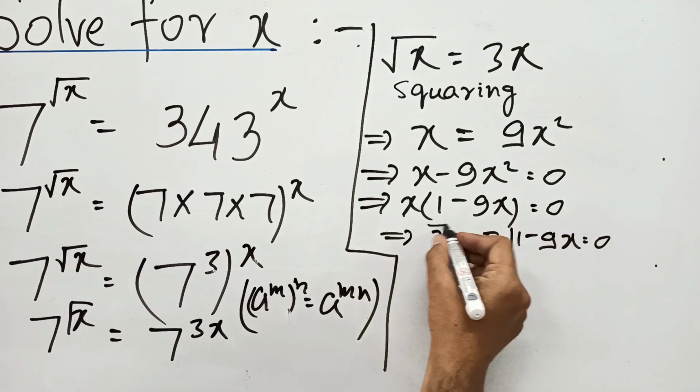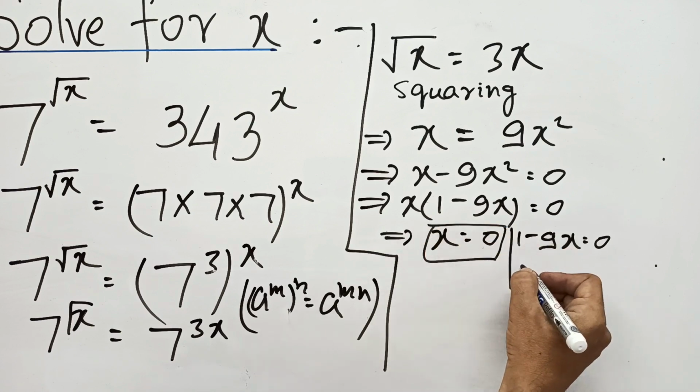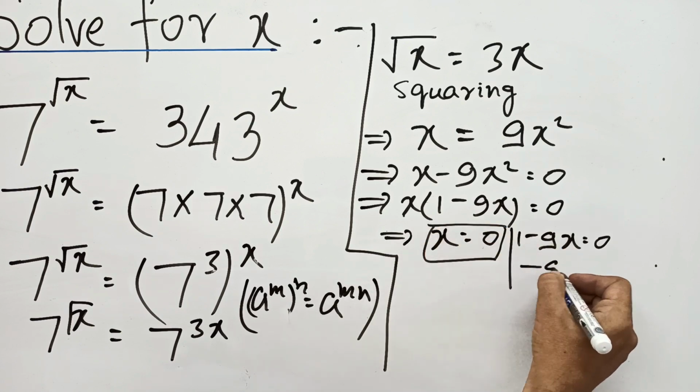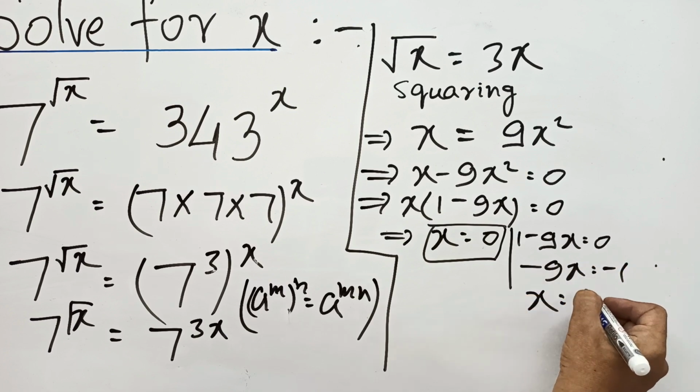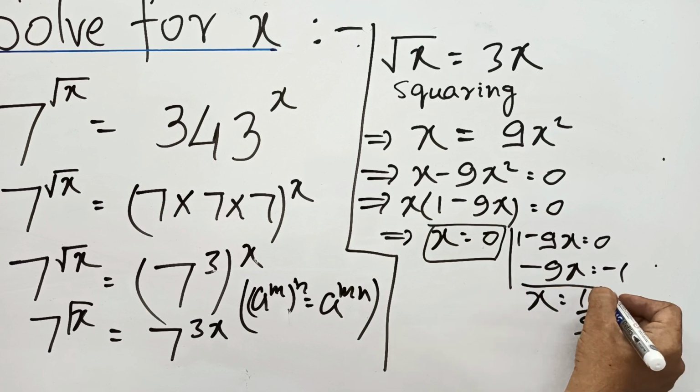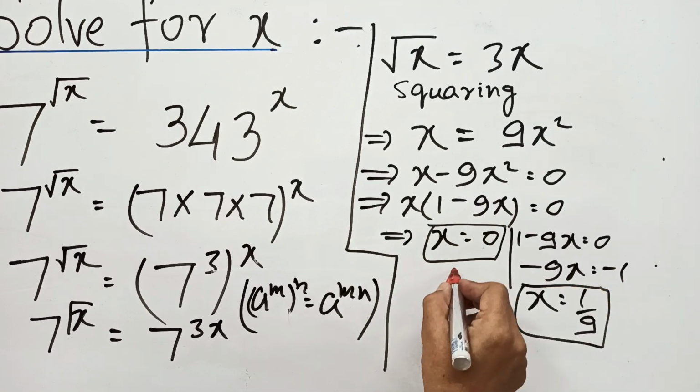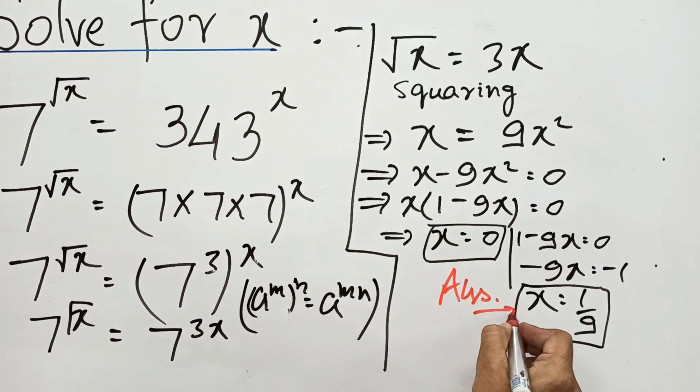So this will give us one value, x is equal to 0, and this will be minus 9x is equal to minus 1. So x will be 1 upon 9. So these are the answers.